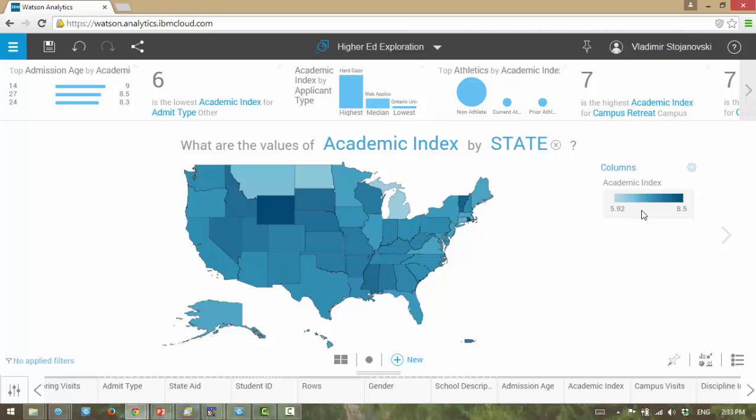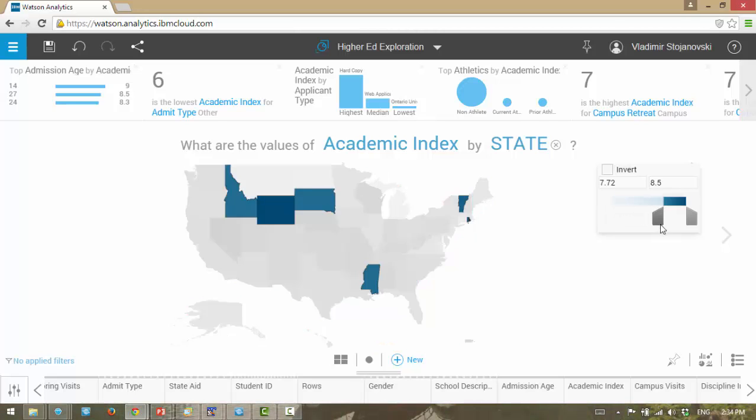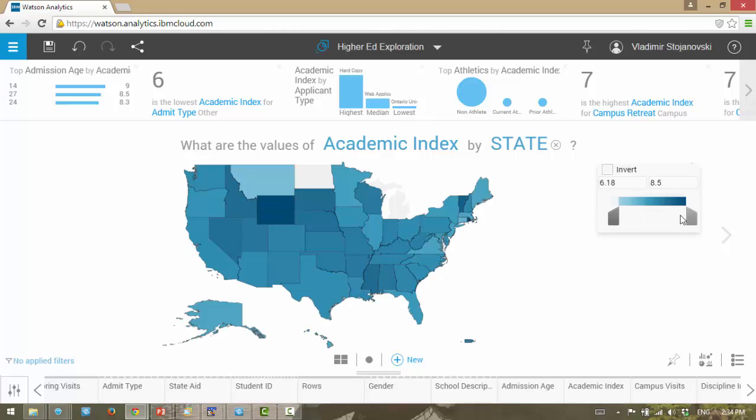Now by clicking on this legend, I can actually focus on the states with high or low scores. So if I slightly slide it to the right, you will notice how Watson Analytics points out the highest performing states by academic index on average for incoming students. And if I scroll it to the left, I get the opposite effect.